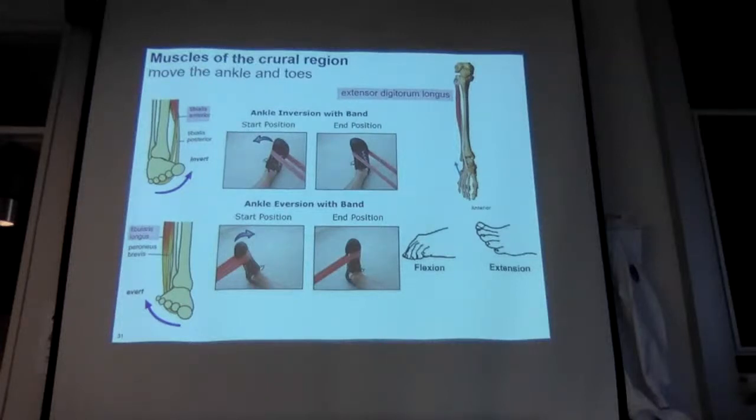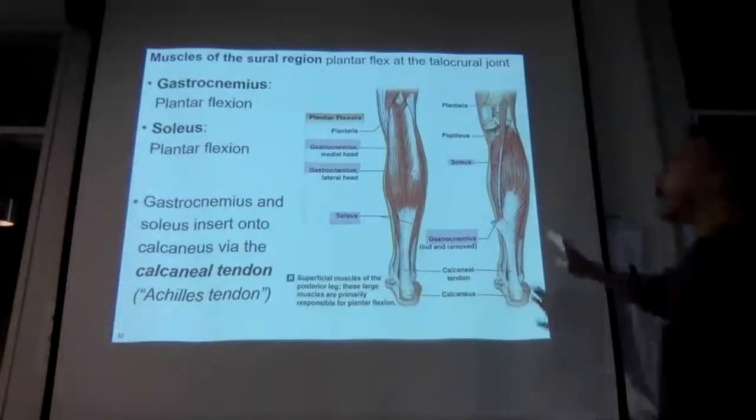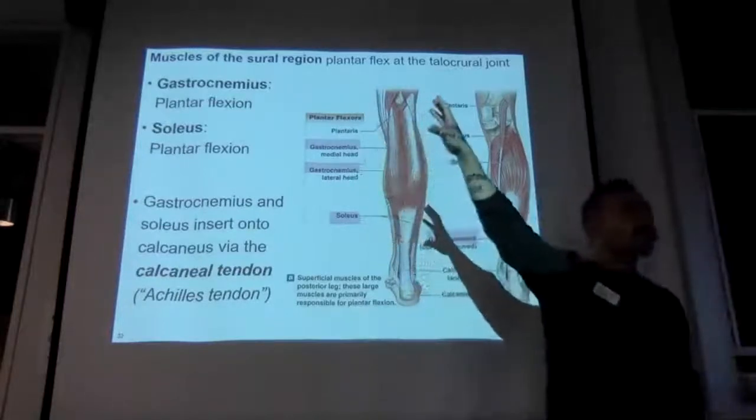Just a reminder, there's a bunch of muscles in the legs that we did not cover. There are more muscles in this area. On the posterior side, the sural region, these are your calf muscles.